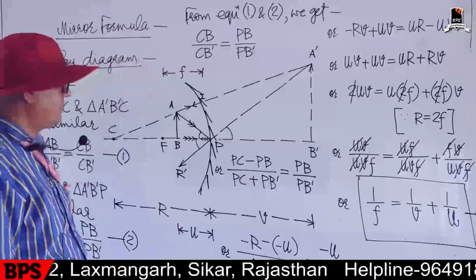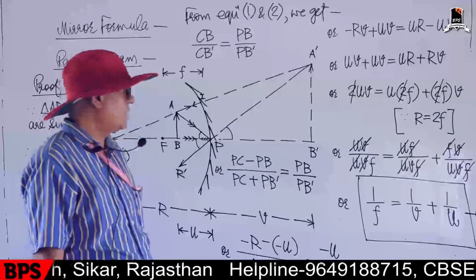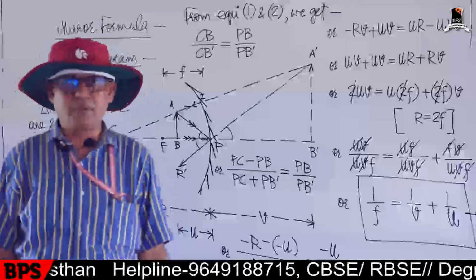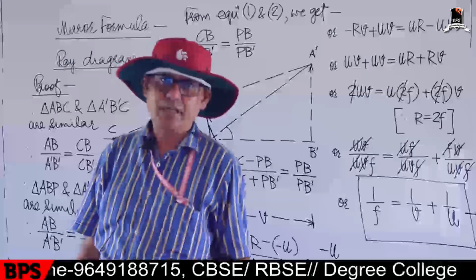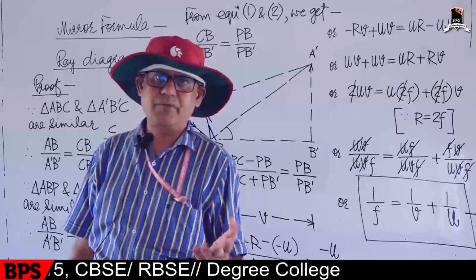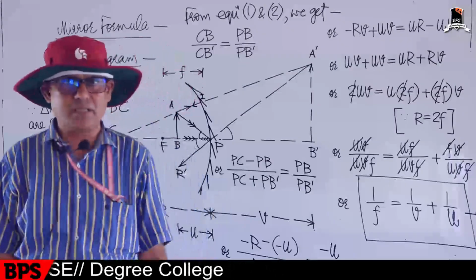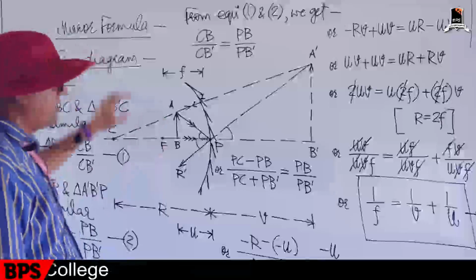So repeat this and go through the long answer type questions. There are two only. One is the relation between focal length and radius of curvature. Second one is this mirror formula.